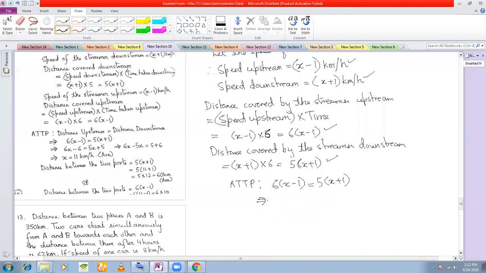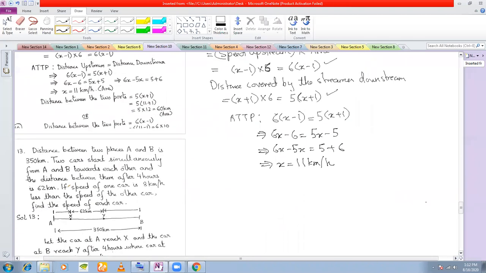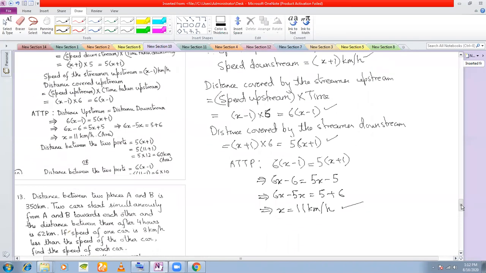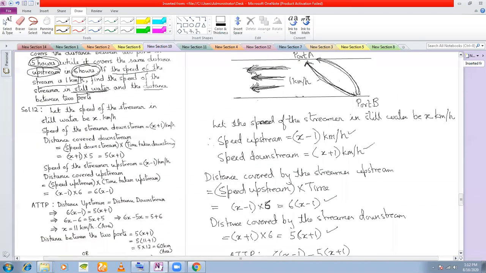So this is equal to 5x minus 5. And 6x minus 5x, 5 plus 6. That means x is equal to 11 kilometer per hour. So what is the speed of the streamer in still water? If the river had not been flowing, if it was a pond, then the speed of the streamer would have been 11 kilometer per hour. Okay. So we have answered the first part of the question: find the speed of the streamer in still water.